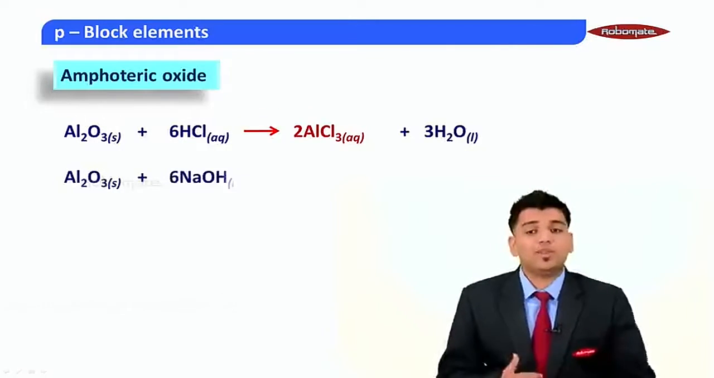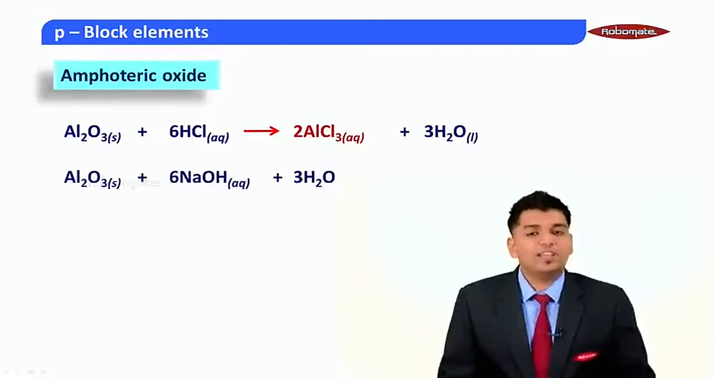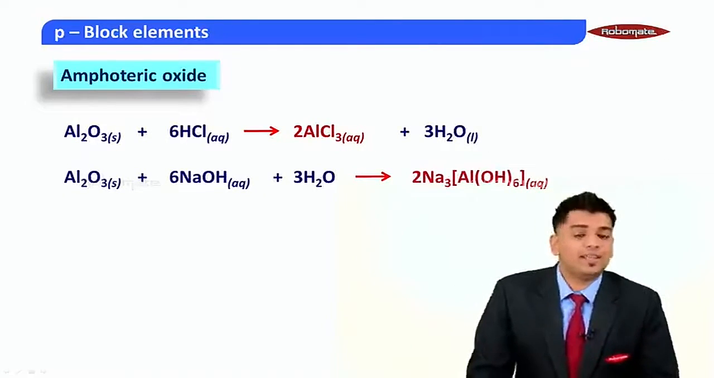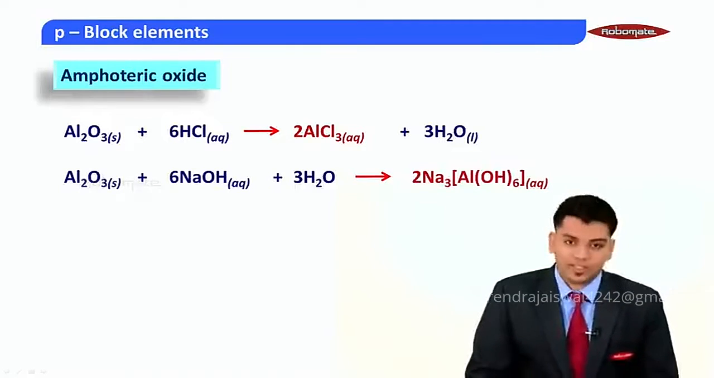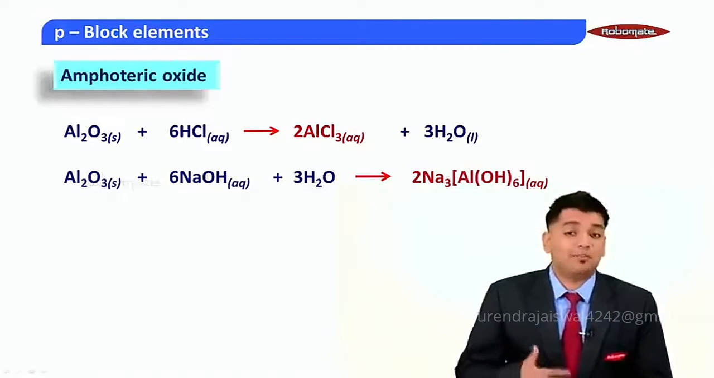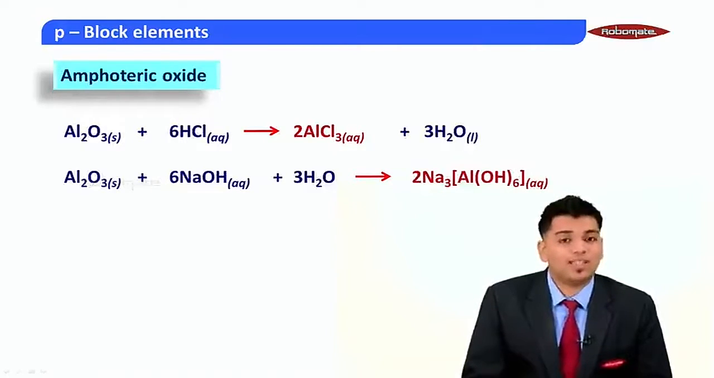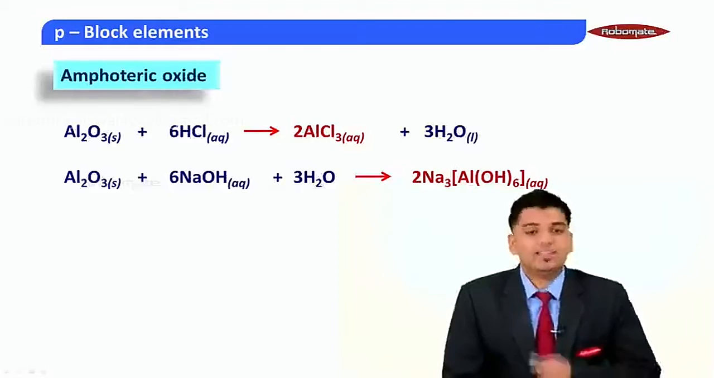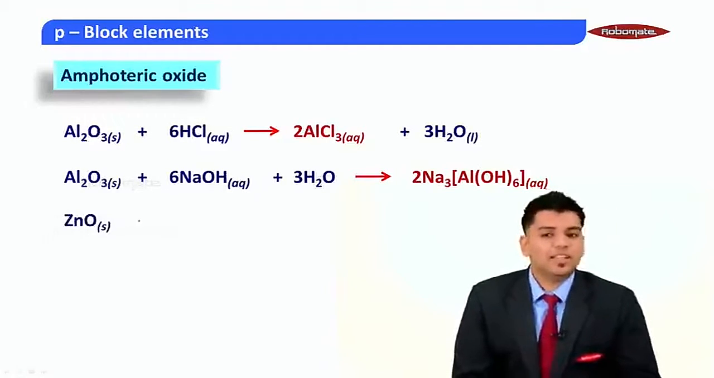In the next case, when the very same Al2O3 is reacted with NaOH in the presence of water, it gives us Na3[Al(OH)6] aqueous. Now here NaOH acts as the base and Al2O3 acts as the acid. So it shows both the behaviors. Therefore it is amphoteric. Another example for amphoteric oxides is ZnO.